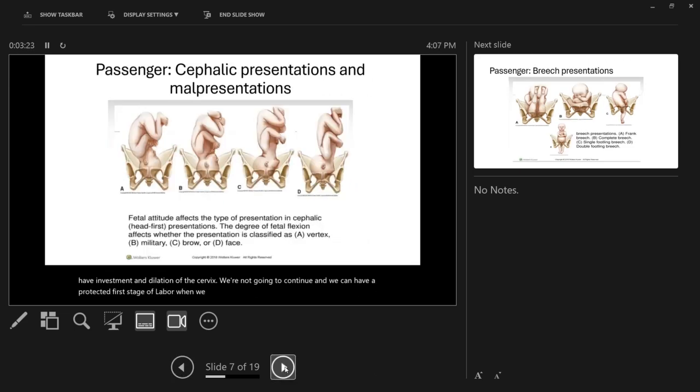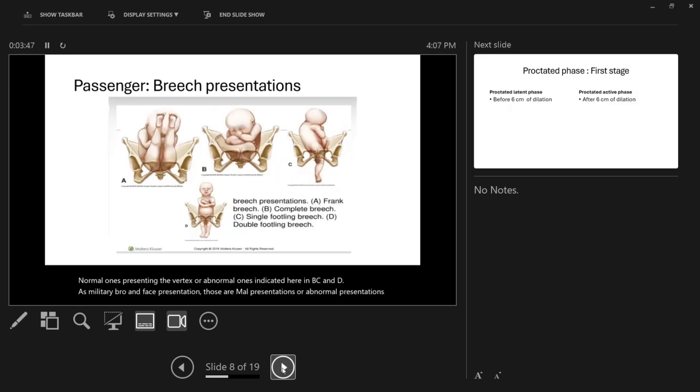When we have problems with the passenger, for example, we can have cephalic presentations, normal ones presenting the vertex, or abnormal ones indicated here in B, C, and D as military, brow, and face presentation. Those are our malpresentations or abnormal presentations. And also a breech presentation that can be a single footling in letter C, double footling in letter D, complete breech presentation in letter B, and frank breech presentation in letter A.